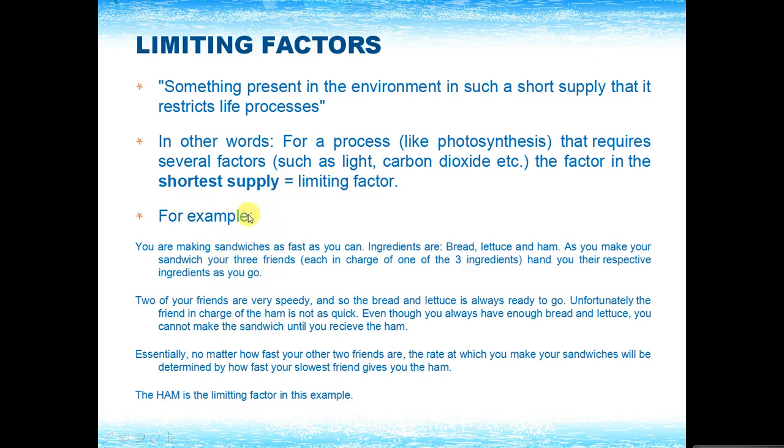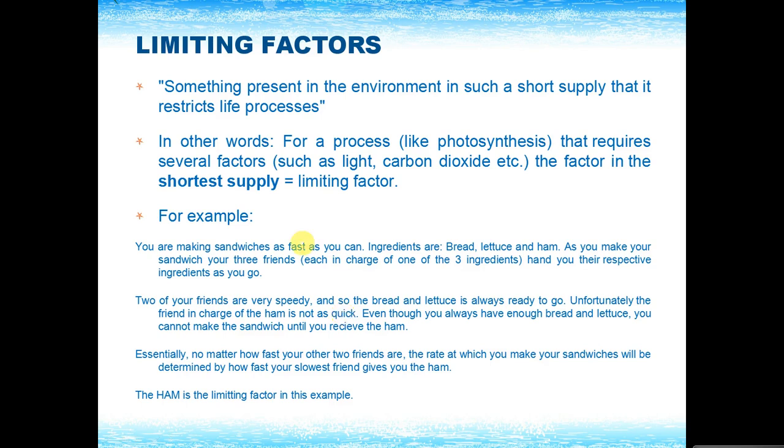If you don't quite get it, I'll give you an example here, and hopefully that sums it up a bit. Let's just say you're making sandwiches as fast as you can, and the ingredients that you're using are bread, lettuce, and ham. You're in charge of making the sandwich, and you've got three friends, each in charge of one of the three ingredients, and they hand you their respective ingredients as you make your sandwich. Two of your friends, in charge of the bread and lettuce, are really fast. So the bread and lettuce are always ready to go.